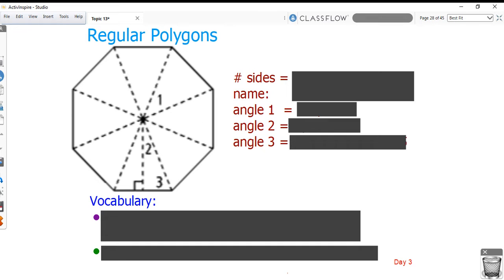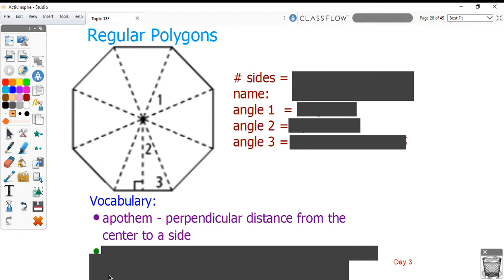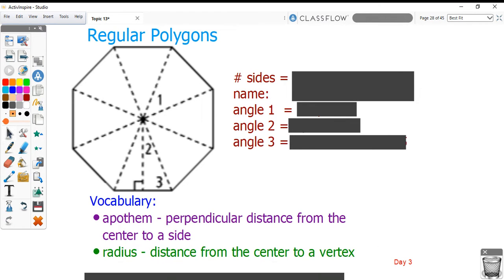Here we are looking at topic 13, the third section of it, our third day of notes. We are looking at finding the area of regular polygons. We start off with a couple of vocabulary words real quick. The first one is the apothem. It kind of sounds like opossum, except with a th in there.